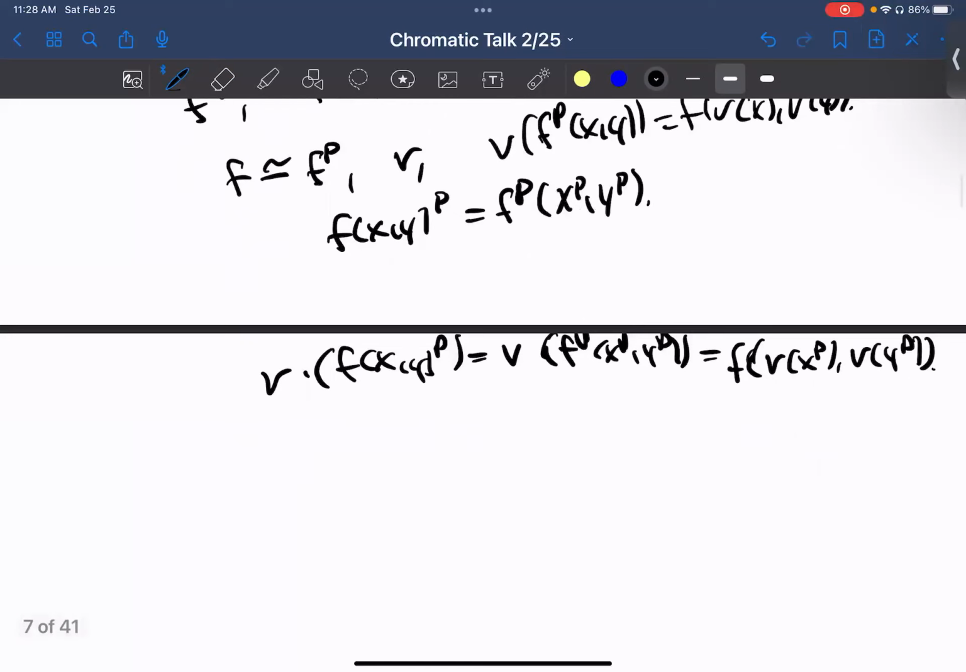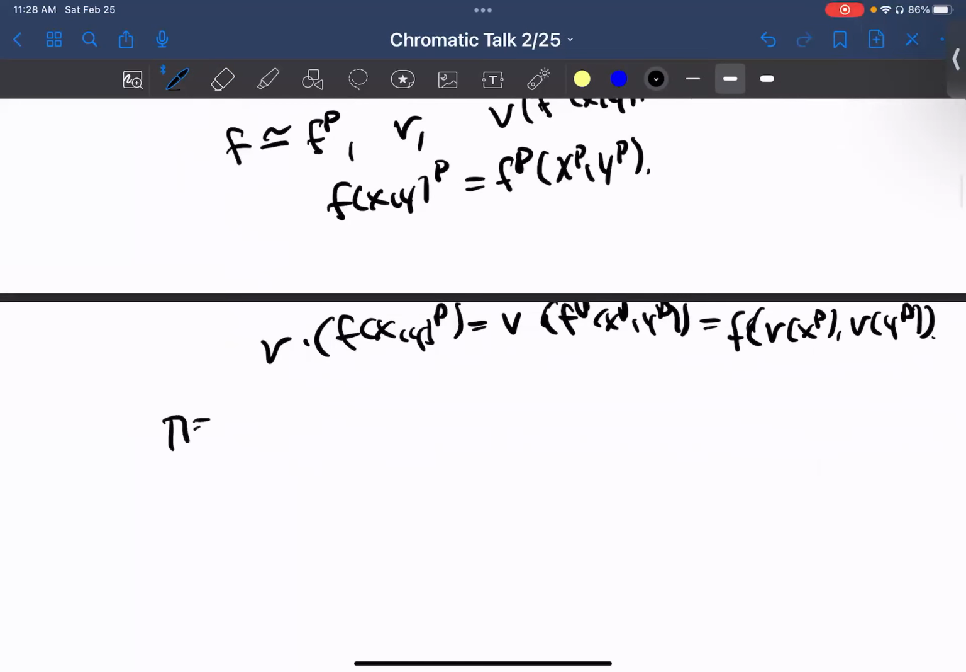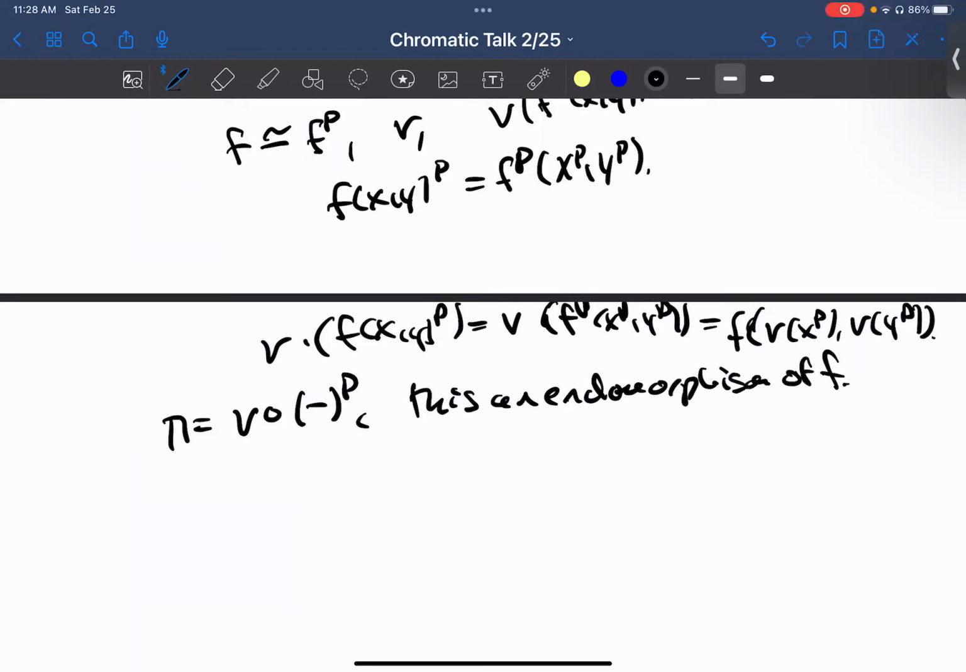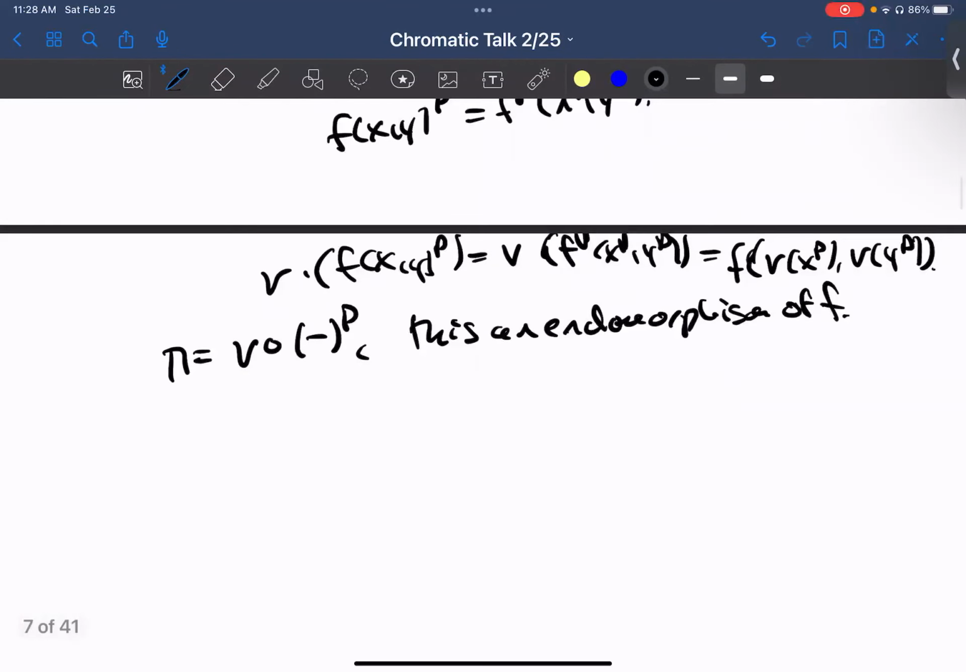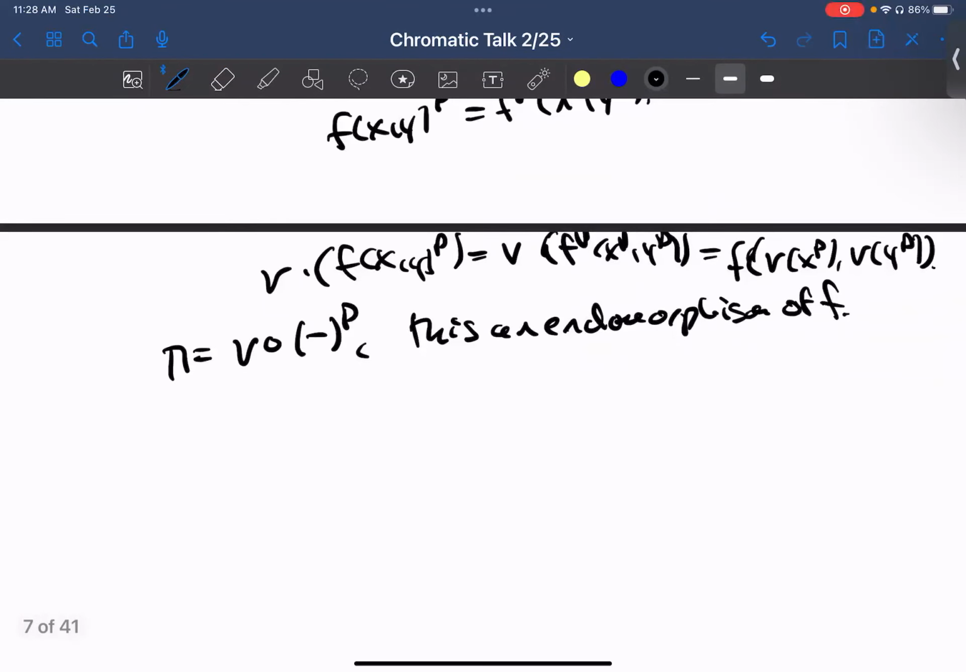Right. So in particular, if we take pi equal to nu composed with the Frobenius map, this is an endomorphism of f by the above. Okay. And this pi is going to form some sort of a uniformizer in this endomorphism ring.